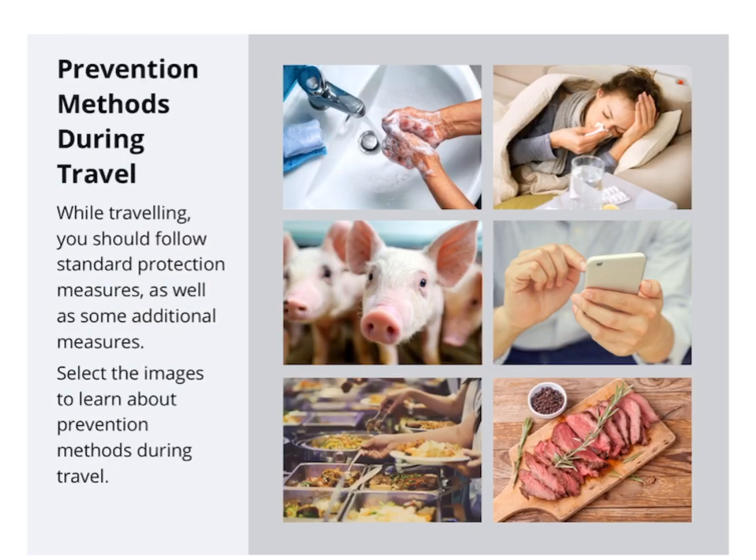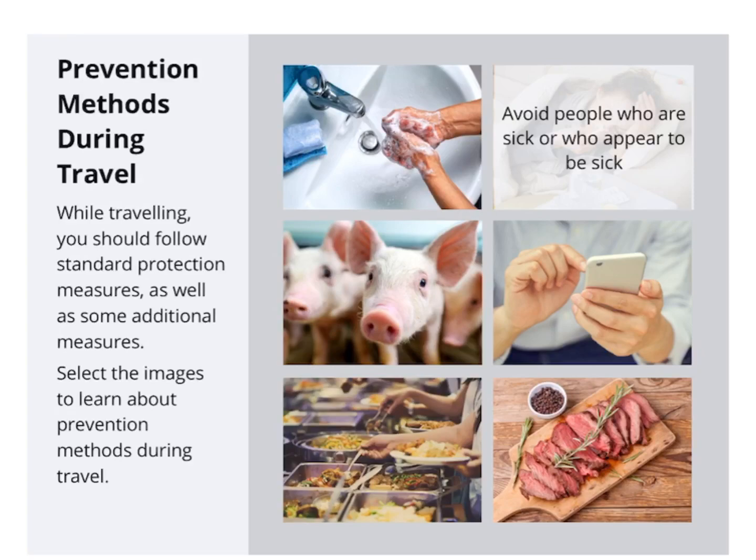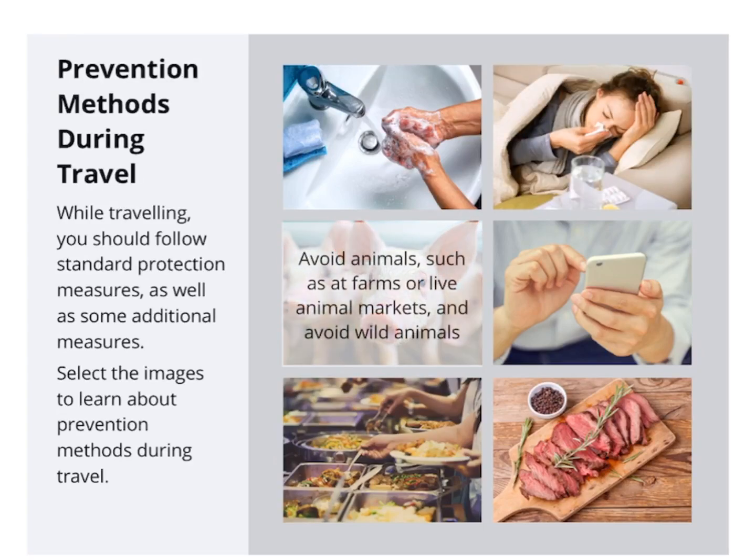While traveling, you should follow standard protection measures, as well as some additional measures. Select the images to learn about prevention methods during travel. Wash your hands frequently. Avoid people who are sick or who appear to be sick. Avoid animals, such as at farms or live animal markets, and avoid wild animals.